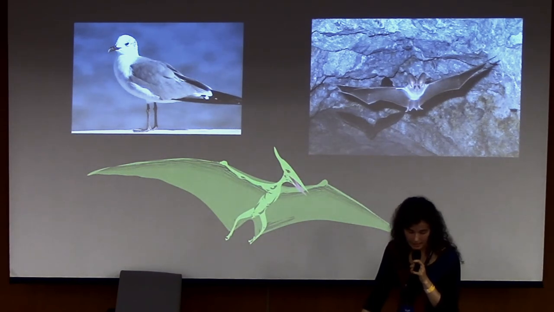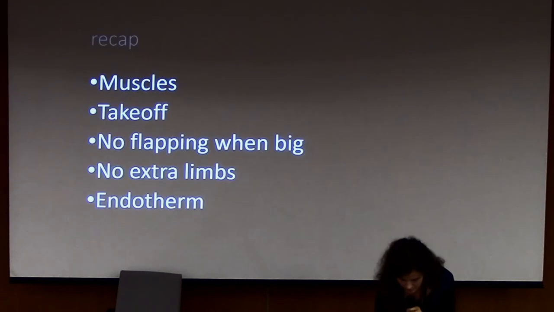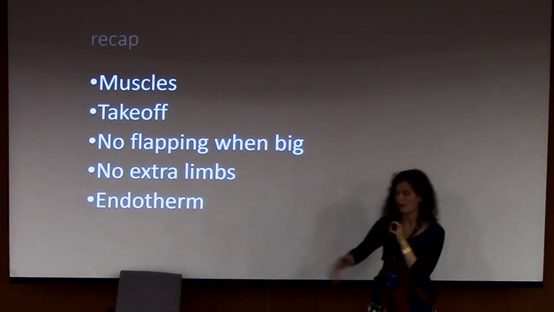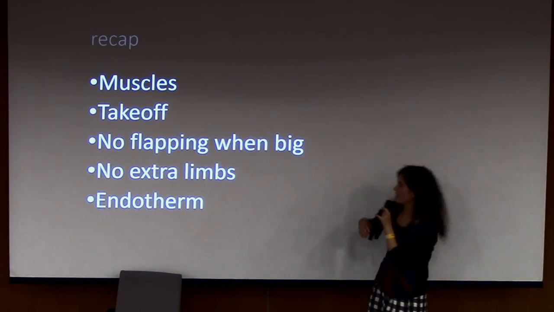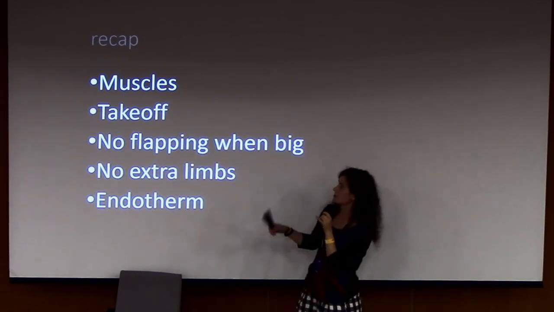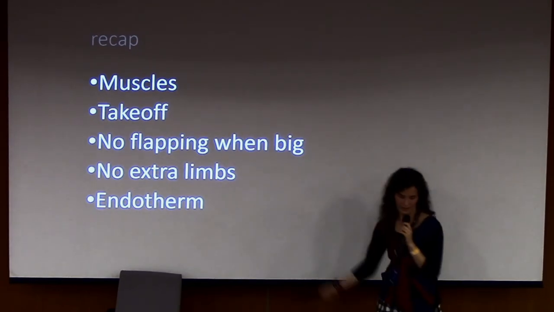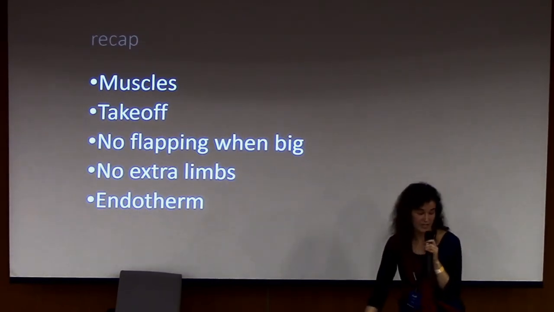And those are actually all my points. I'm doing this little recap to remind everyone of what I was talking about. So, animals use muscles to fly. They need some means of takeoff.